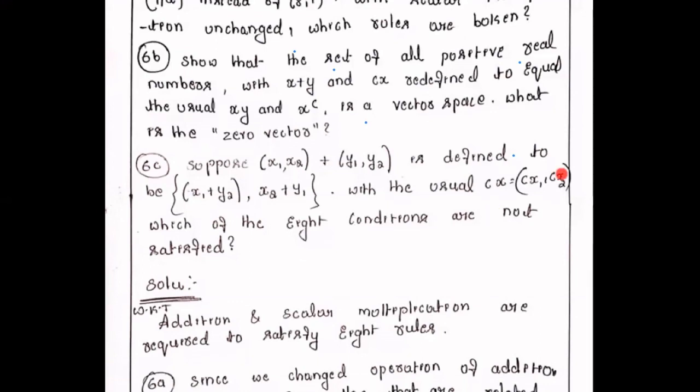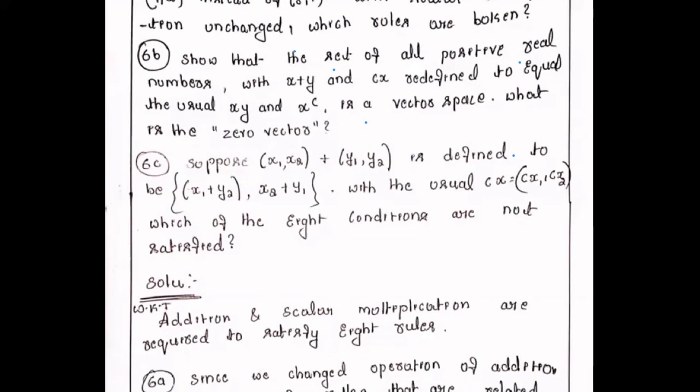The only change is addition. Here the first element of vector 1 is added with the second element of vector 2, and the second element of vector 1 is added with the first element of vector 2. That is how they are defining it. Which of the 8 conditions are not satisfied? Here I have taken only one condition. Many conditions are not satisfied here, but I am explaining with respect to only one example.